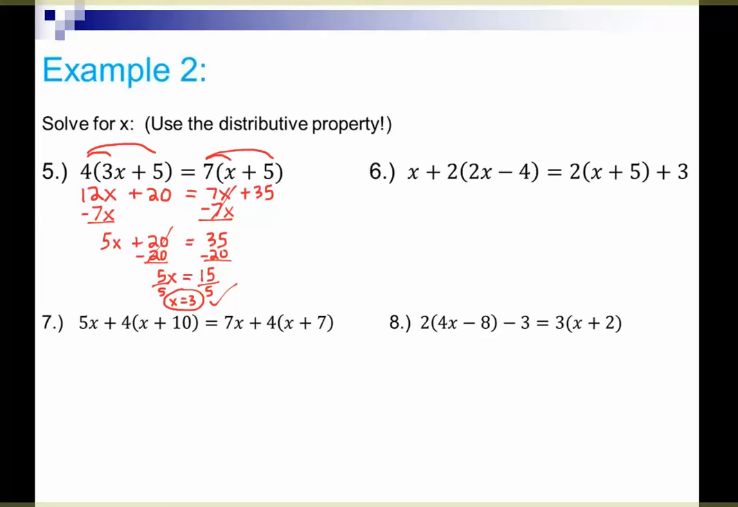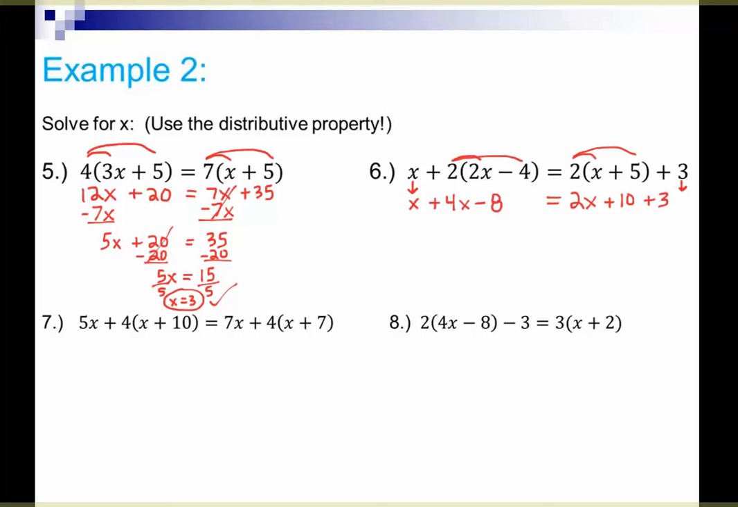All right, let's try number 6. Now number 6 is a little bit more complex. You got more stuff going on. Notice on the left-hand side that 2 wants to distribute right now. That x is just going to drop down and stay x. 2 times 2x is going to be positive 4x. And positive 2 times negative 4 is going to be negative 8. All of that equal to, see, positive 2 times x is 2x. Positive 2 times positive 5 is positive 10. And then we just have this 3 that's hanging out, so it's going to come join the party.